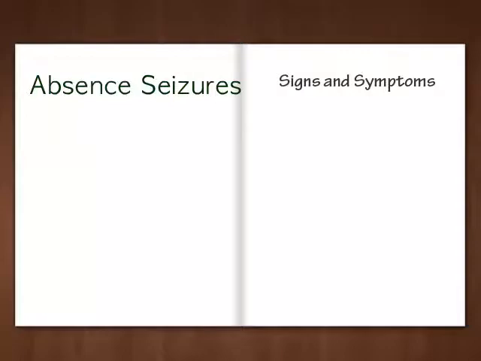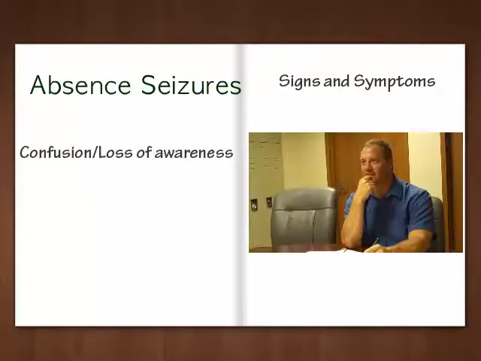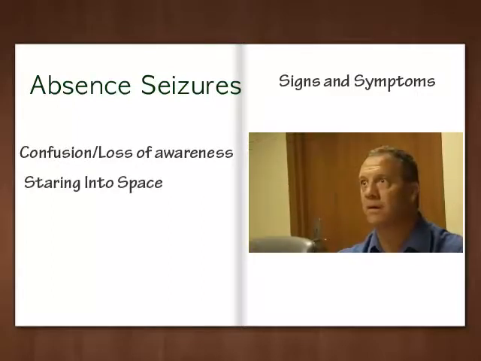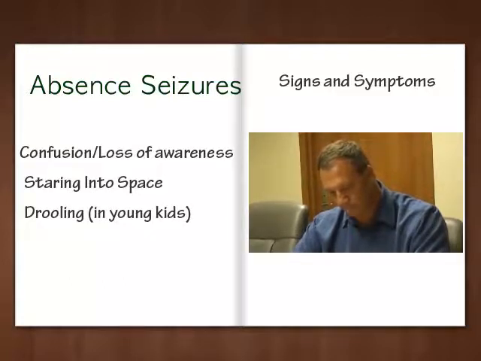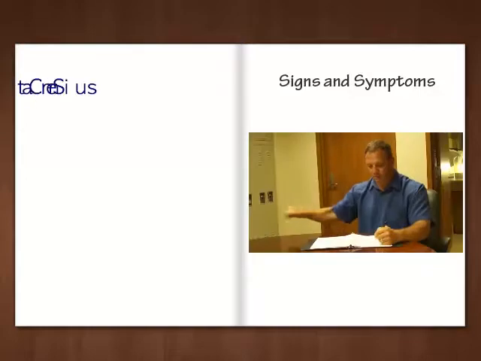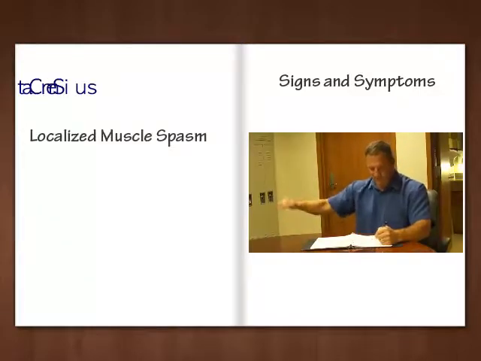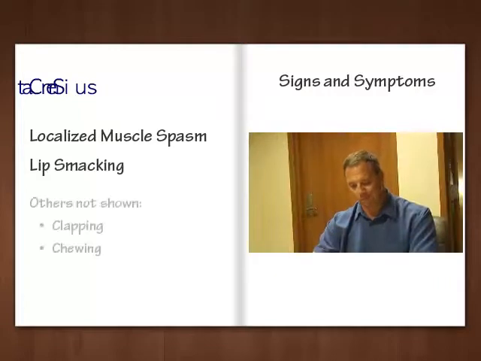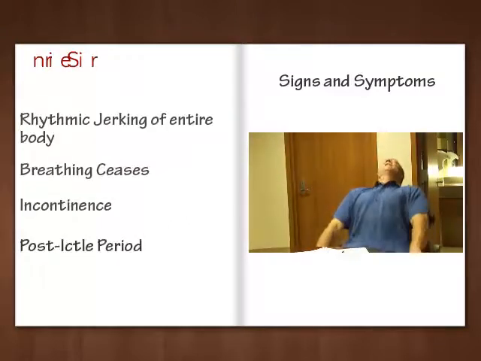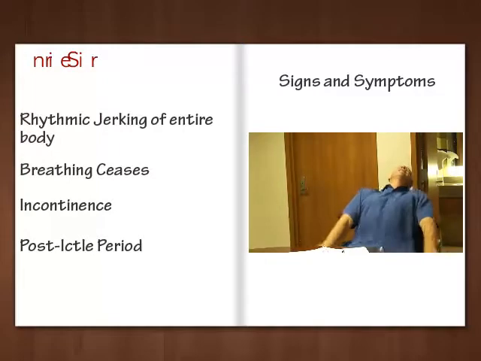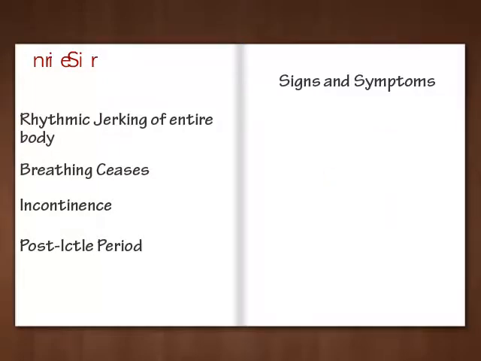Great, thank you so much for your time. Absent seizures. Signs and symptoms include confusion and loss of awareness, staring into space, and drooling, especially in young kids. Partial complex seizures. Signs and symptoms include localized muscle spasms, lip smacking, and others not shown, clapping and chewing. Generalized seizures. Rhythmic jerking of the entire body. Your breathing ceases, incontinence, and a postictal period.